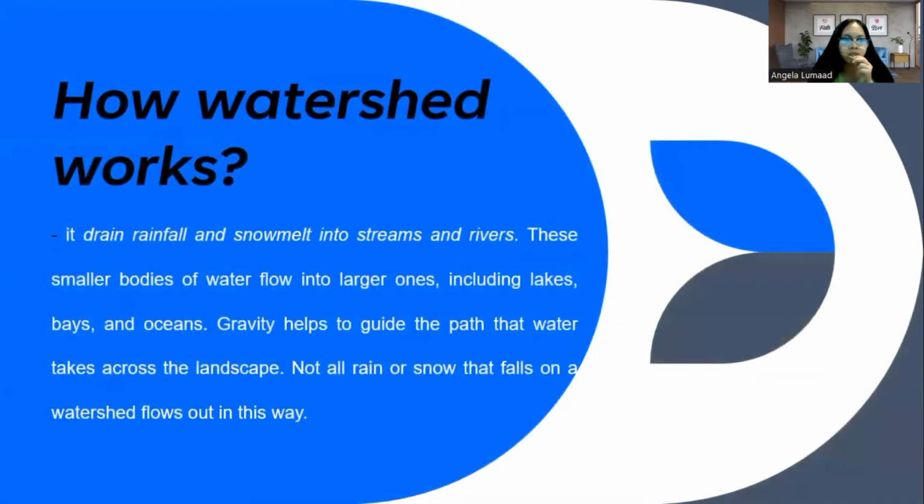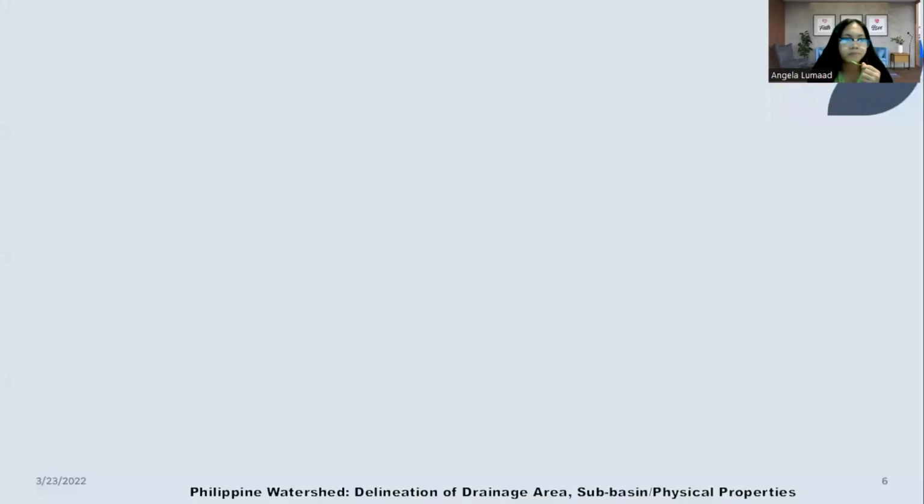So how does a watershed work? A watershed works by draining rainfall and snowmelt into streams and rivers. These smaller bodies of water flow into larger ones, including lakes, bays, and oceans, with the help of gravity, which leads the water path across the landscape. However, not all rain or snow that falls on a watershed flows out in this way.